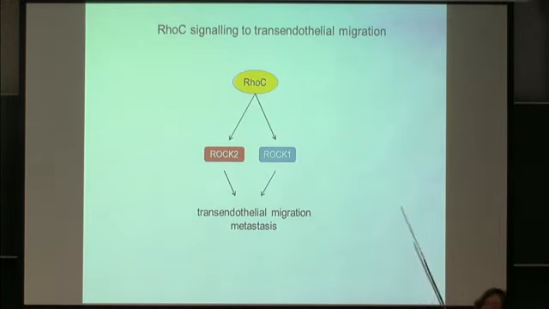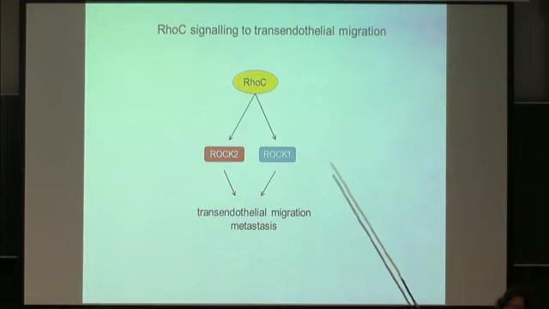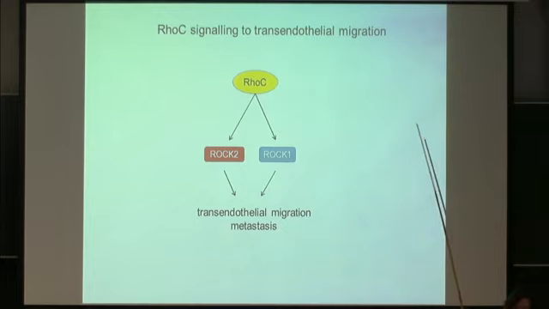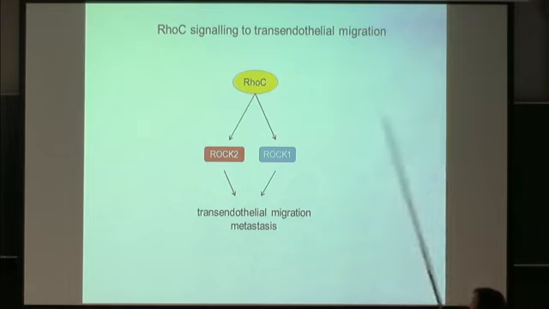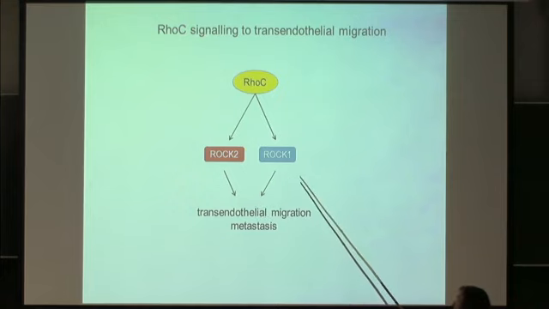So Rho C is known to activate 2 kinases, which I think I discussed at the beginning with Rho A. So Rho A and Rho C can both activate these kinases, which phosphorylate myosin. They affect the activity of myosin and hence contractility. So Rho C activates these 2 kinases, ROCK1 and ROCK2, which are very similar. And we've shown that these are also required for attachment and crossing of the endothelium and ultimately for metastasis.